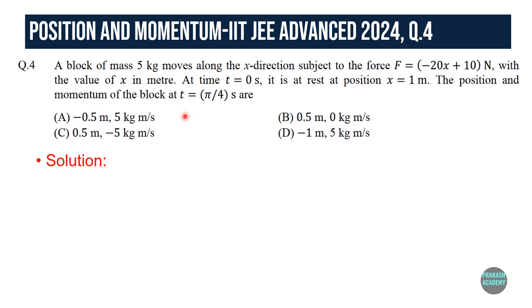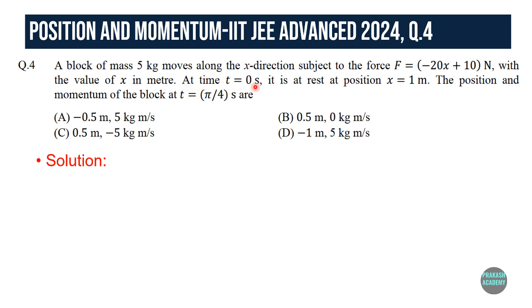This problem tests your concept of Newton's second law and simple harmonic motion, and you have to find the position and momentum of a particle. The question says: a block of mass 5 kg moves along the x direction, subjected to the force, and this force is given with x in meters. So force is equal to minus 20x plus 10 newtons.